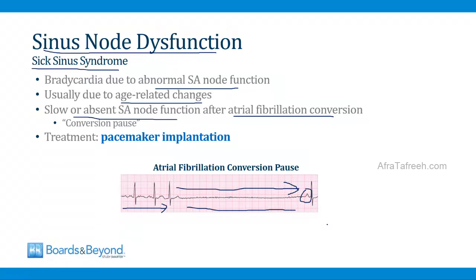So many patients with AFib faint when they convert from AFib to sinus rhythm, and that's because they have sinus node dysfunction. These pauses are called conversion pauses. And this is one classic presentation of sick sinus syndrome. Most patients who have sick sinus syndrome with any symptoms, whether that's a conversion pause or dizziness or syncope, require pacemaker implantation.